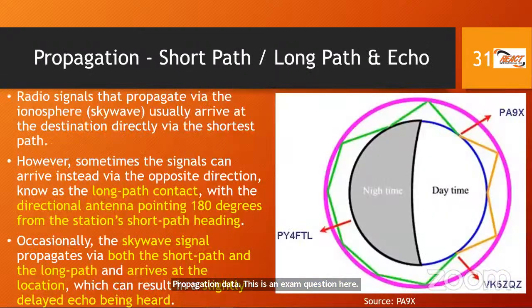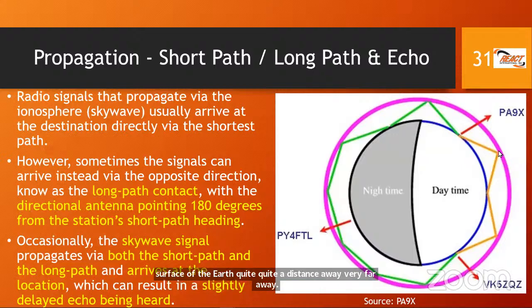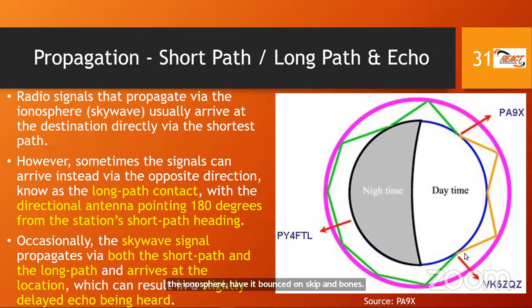Okay. So now we need to be aware of the concept of long path and short path propagation. What is long path and what is short path propagation? So imagine that this is my station located on the surface of the earth here, and I'm trying to communicate with this other radio operator on the surface of the earth, quite a distance away, very far away. So I'm trying to send my HF signal to the ionosphere, have it bounce and skip and bounce until it gets to the radio operator here.